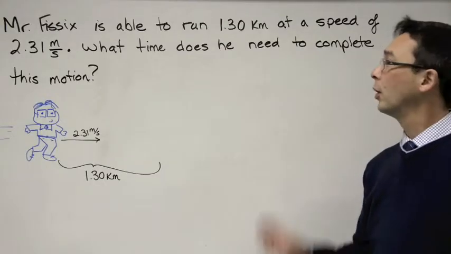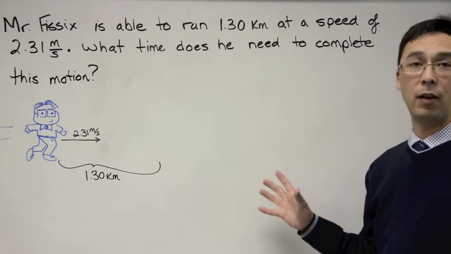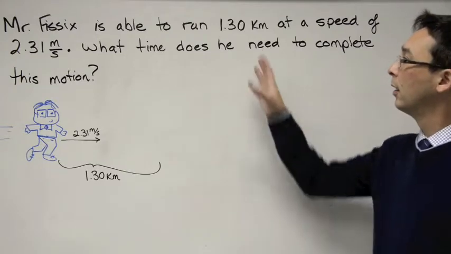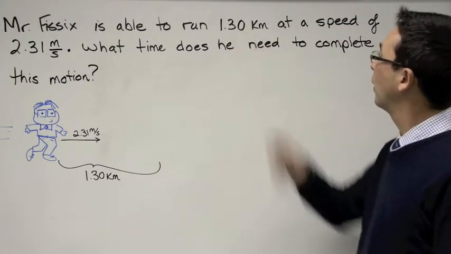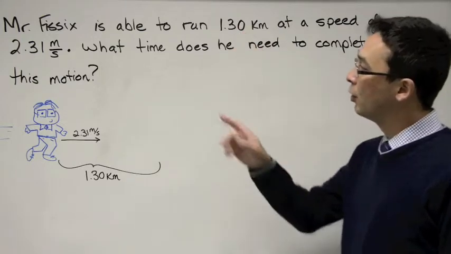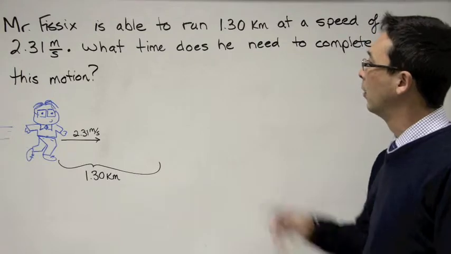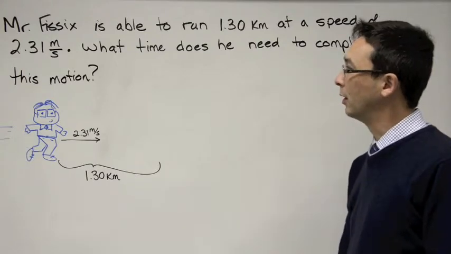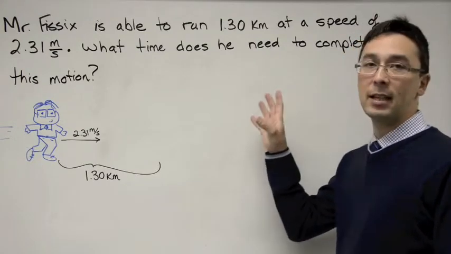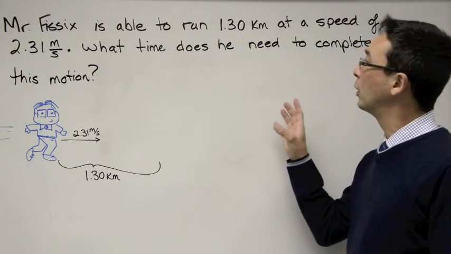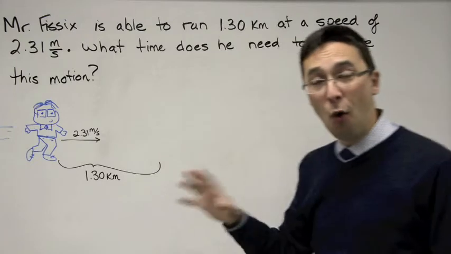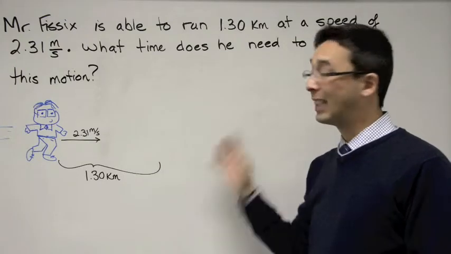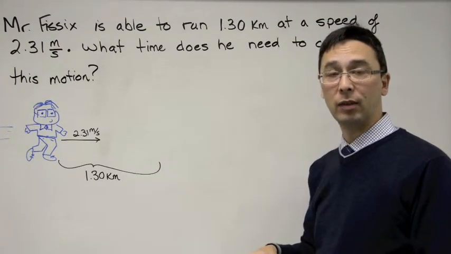So here's a typical question you get involving uniform motion. The question reads as follows. Mr. Physics is able to run 1.3 kilometers at a speed of 2.31 meters per second. What time does he need to complete the motion? Now we identify this as a uniform motion question because there is a speed given here and no mention in the question of an acceleration or deceleration.